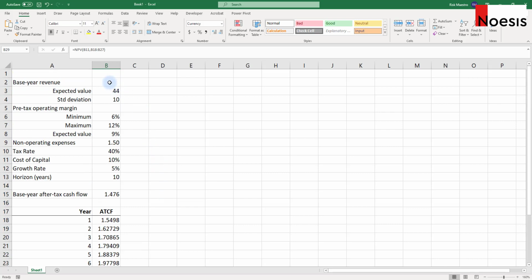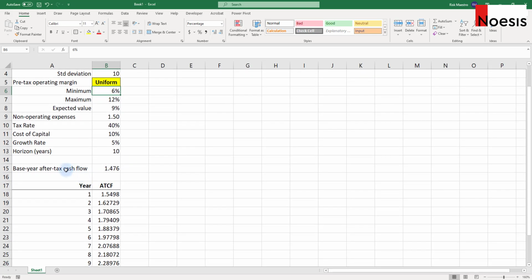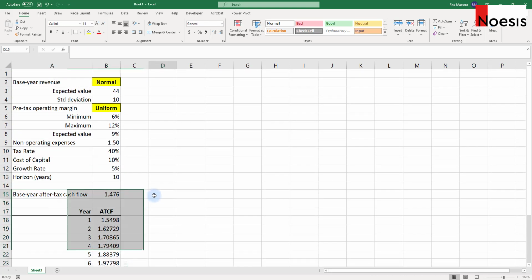Now before we start, just take note that for the base year revenue, the assumption is that this follows a normal distribution. So let me just color that in, just to remind us that this is normal. And for pre-tax operating margin, this is based on a uniform distribution. So using this, I'm going to calculate now. I'll leave this here and won't change it, but I'll calculate another set of columns with the values of revenue based on the normal distribution and the pre-tax operating margin based on the uniform distribution.